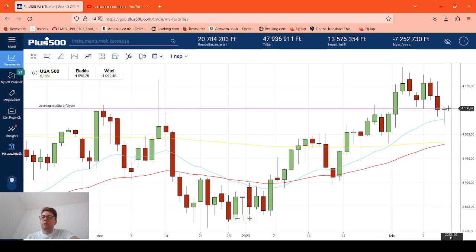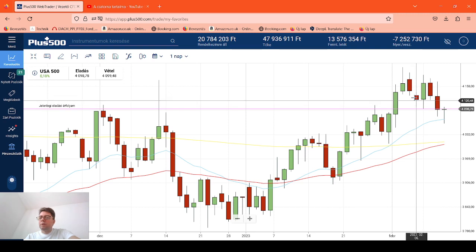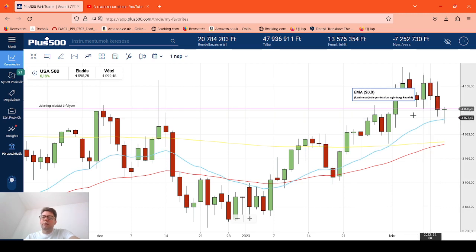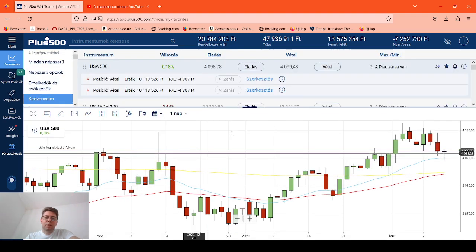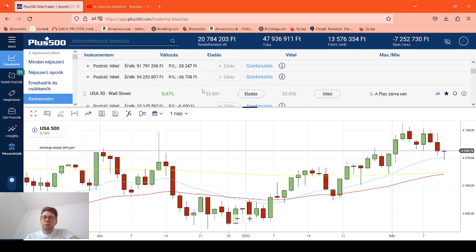We had this M formation. I'm not measuring it, but I think our price target got hit as well. And now we can continue the bull run. That's what I see here. Okay, let's go over to Dow Jones.